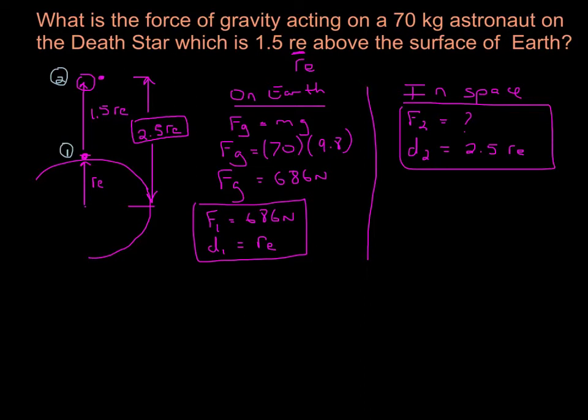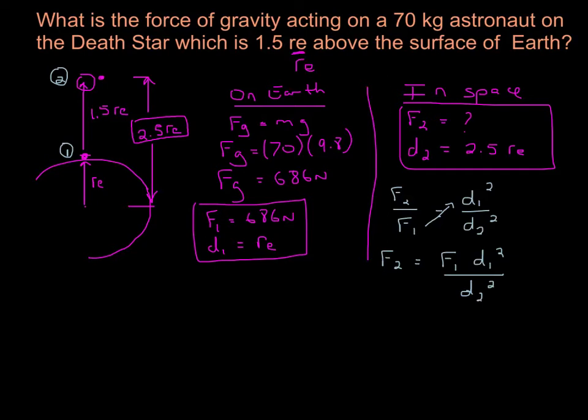The equation that I've got is F2 over F1 equals D1 squared over D2 squared. We could rearrange that and solve for F2. If I cross multiply, F2 is equal to F1 times D1 squared over D2 squared.